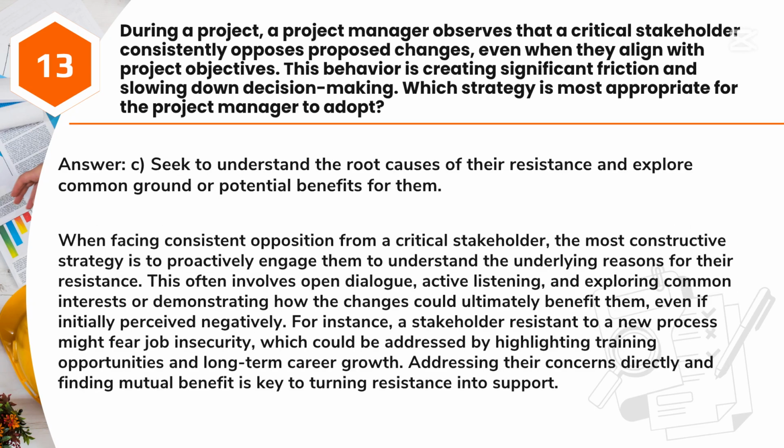Answer: C. Seek to understand the root causes of their resistance and explore common ground or potential benefits for them. When facing consistent opposition from a critical stakeholder, the most constructive strategy is to proactively engage them to understand the underlying reasons for their resistance. This often involves open dialogue, active listening, and exploring common interests or demonstrating how the changes could ultimately benefit them, even if initially perceived negatively.